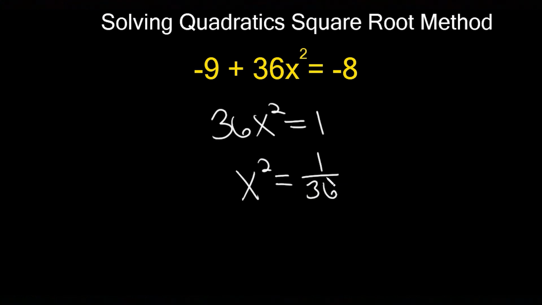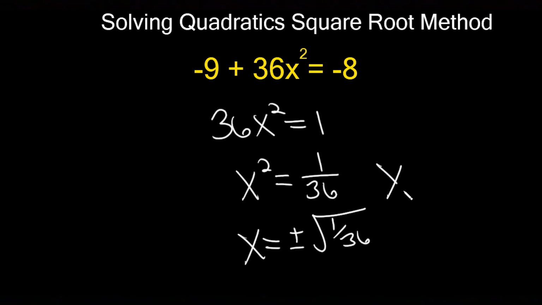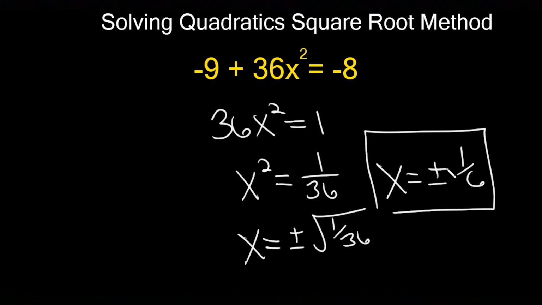And then again, we're going to take the square root on both sides. That will give me x is equal to plus or minus square root of 1 all over 36. So again, that's being applied to both your numerator and denominator. So when I take the square root of 1, that is just going to be 1. When I take the square root of 36, that will be 6. So your final answer here is going to be x is equal to plus or minus 1 over 6, and then you're done. Okay? All right, let's go ahead and try another example.